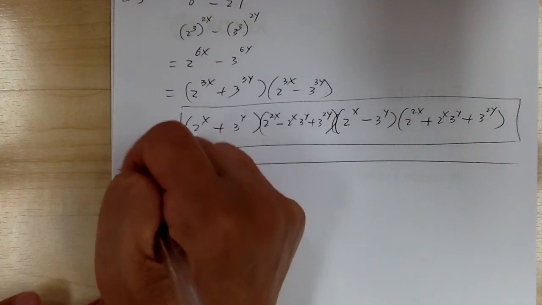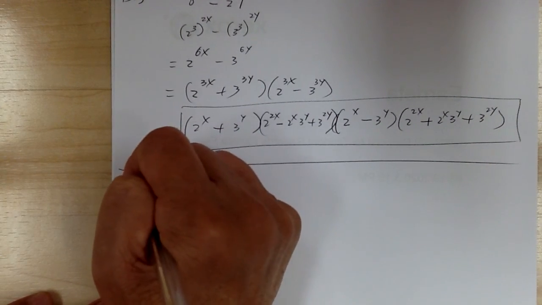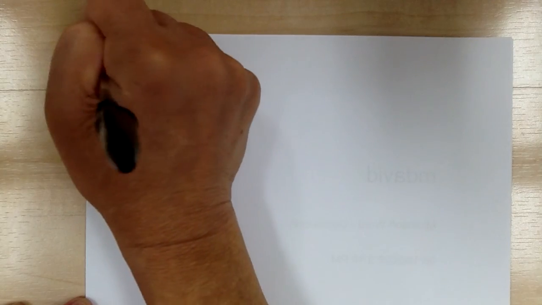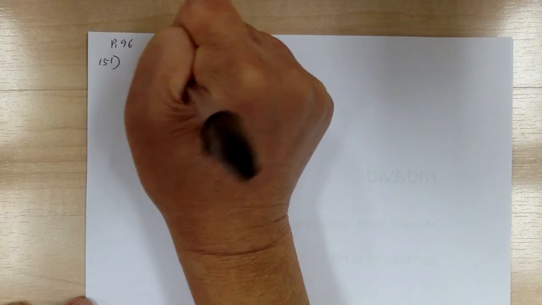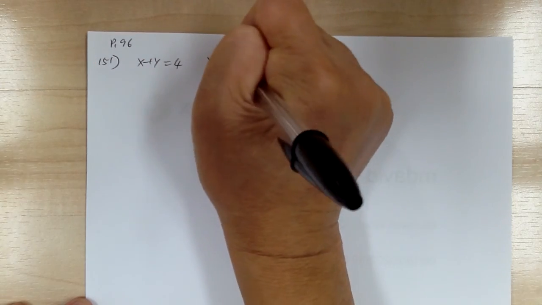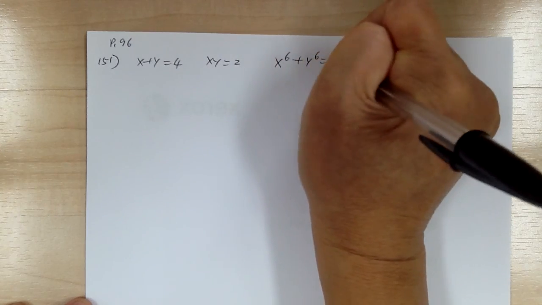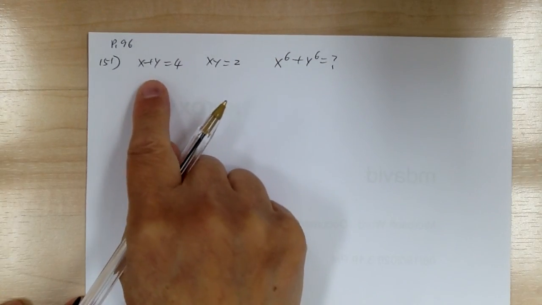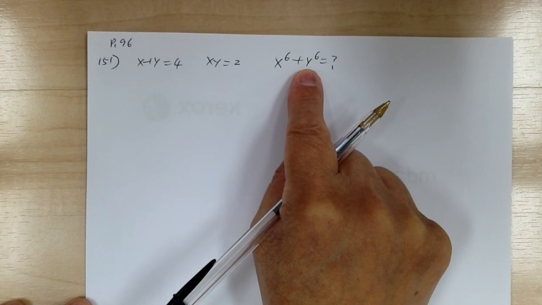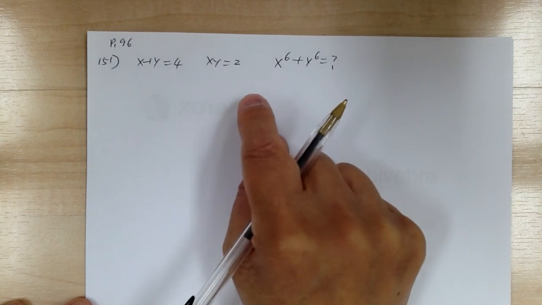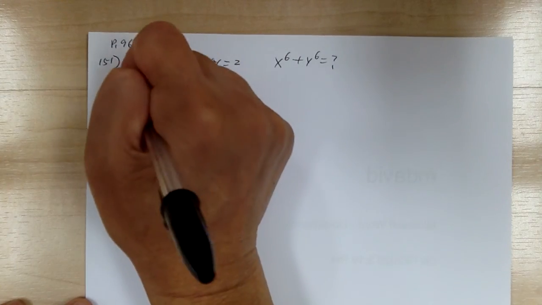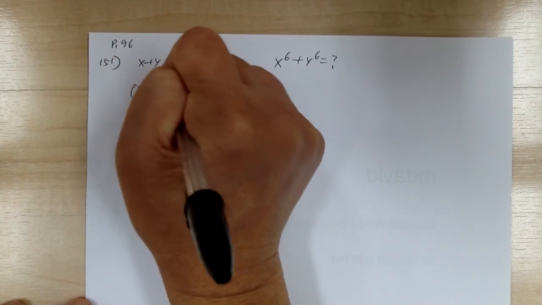Okay, let's go to 151. So if x plus y equals 4 and xy equals 2, then you're looking for x to the 6 plus y to the 6. Obviously you have to raise this to the 6th power. So you want to do the square first and then cube it after that. So let's do that. x plus y equals 4.